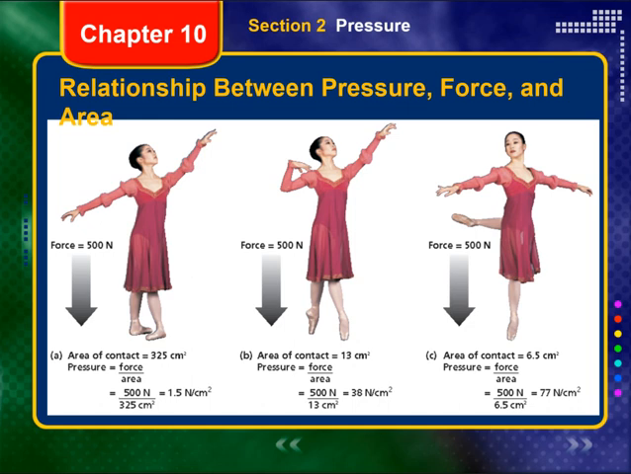And as ballerinas do, go up onto one toe, we're going to reduce that area of contact by half. Now we're down to 6.5 square centimeters. Again, her mass hasn't changed. Acceleration due to gravity hasn't changed. So her force does not change, but the area does. It's even smaller. And so we see, after we calculate pressure, the pressure on that one set of toes is 77 newtons per square centimeter.